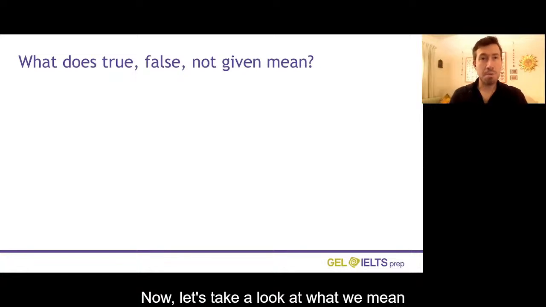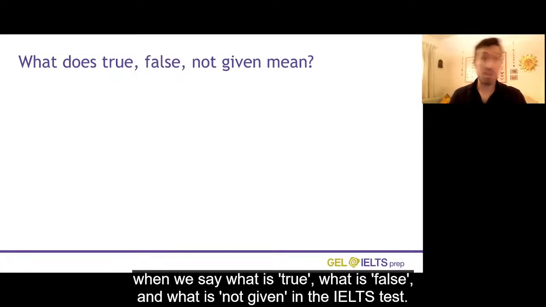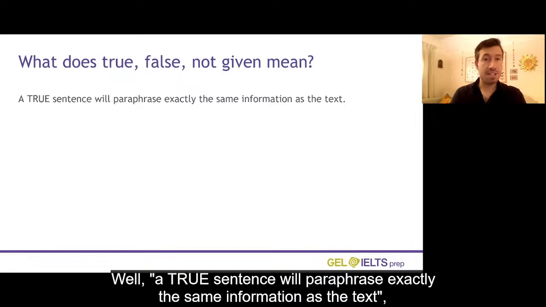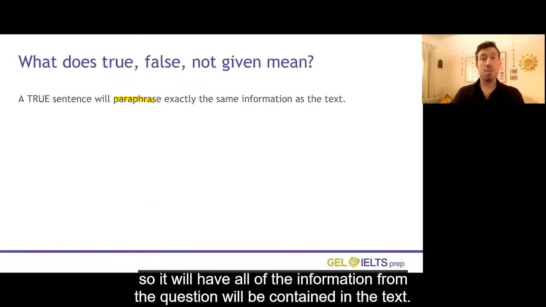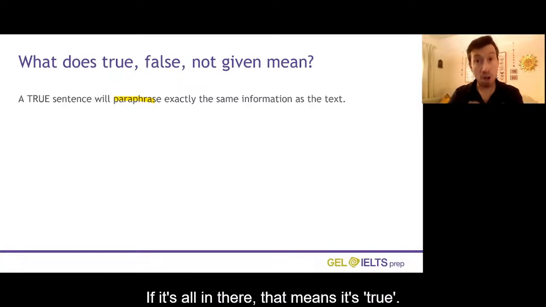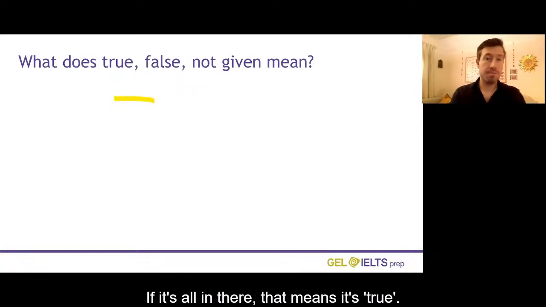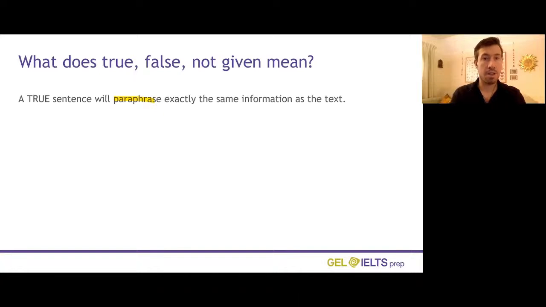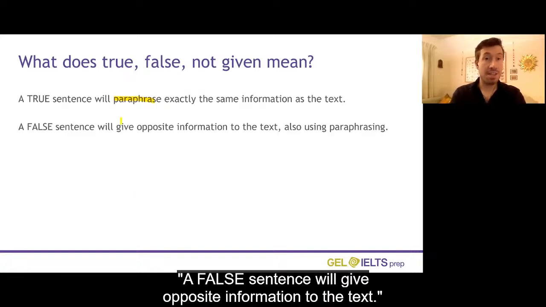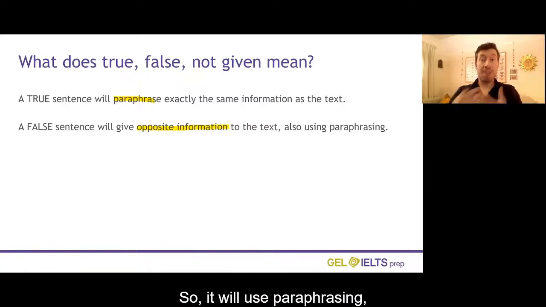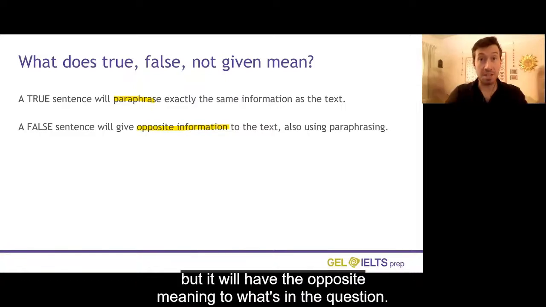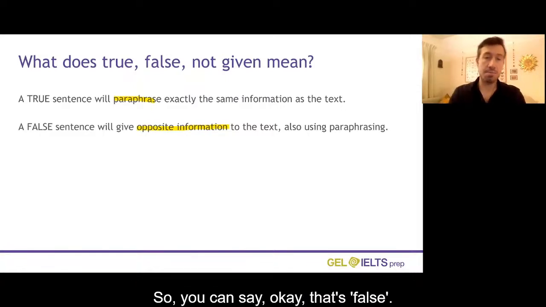Now let's take a look at what we mean when we say what is true, what is false, and what is not given in the IELTS test. Well, a true sentence will paraphrase exactly the same information as the text. So all of the information from the question will be contained in the text. If it's all in there, that means it's true. A false sentence will give opposite information to the text. So it will use paraphrasing, but it will have the opposite meaning to what's in the question. So you can say, okay, that's false.